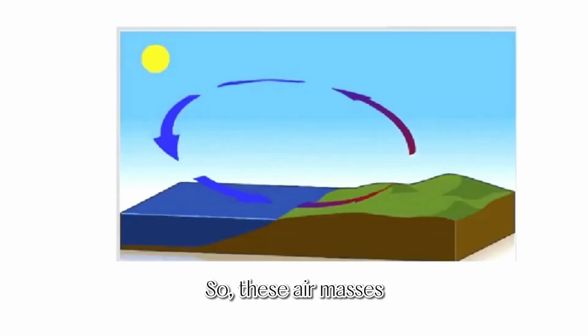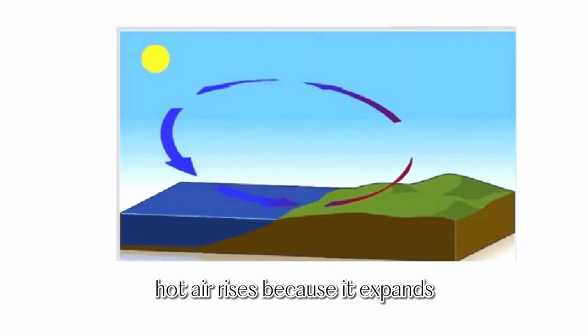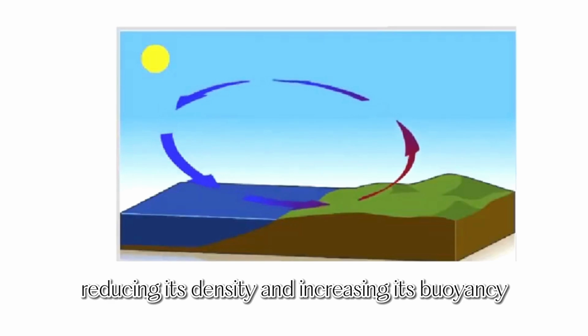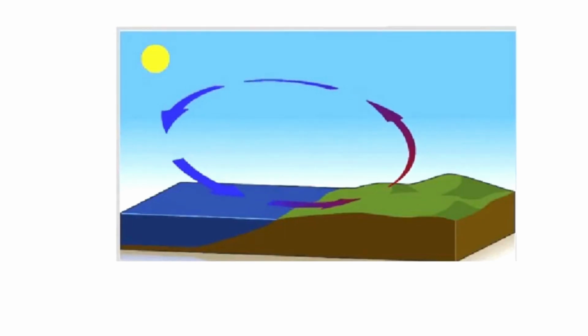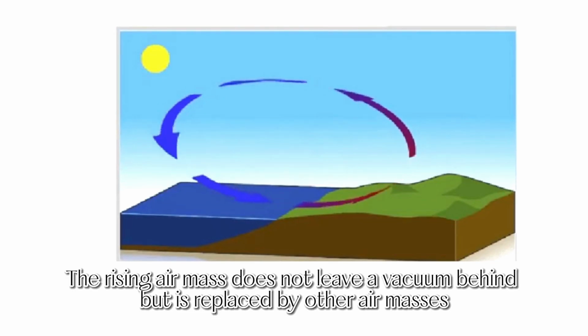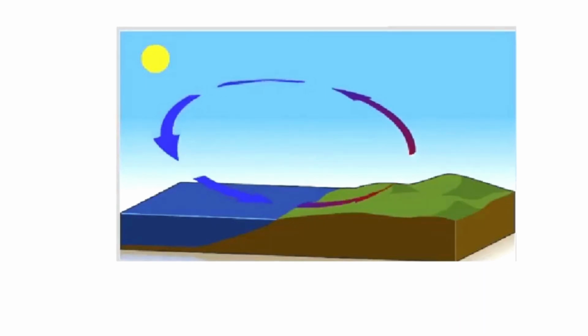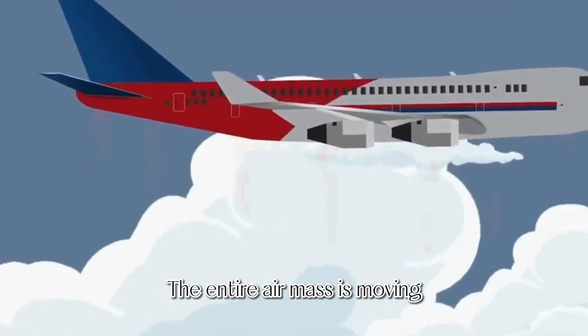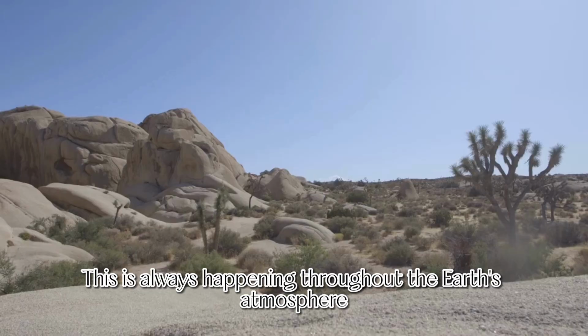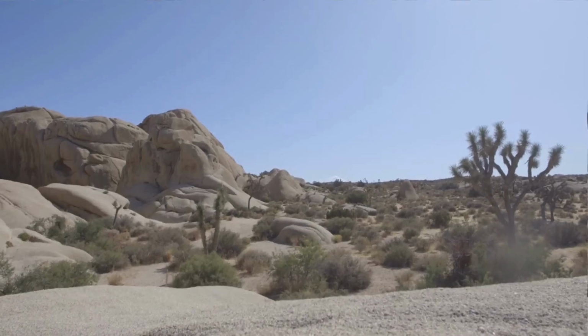So, with these air masses, hot air rises because it expands, reducing its density and increasing its buoyancy. The rising air mass does not leave a vacuum behind but is replaced by other air masses. This is convection. The entire air mass is moving. This is always happening throughout the Earth's atmosphere.